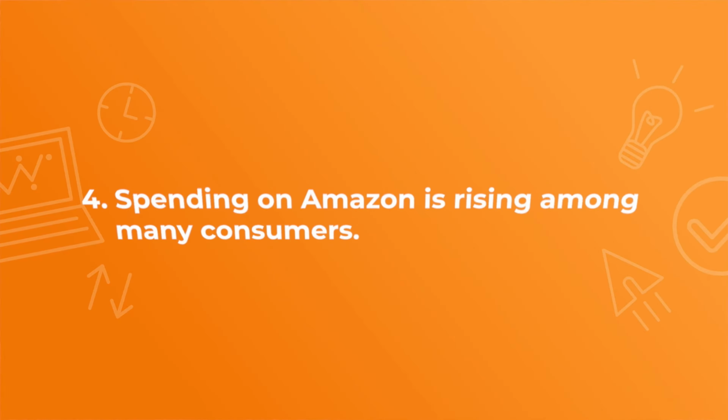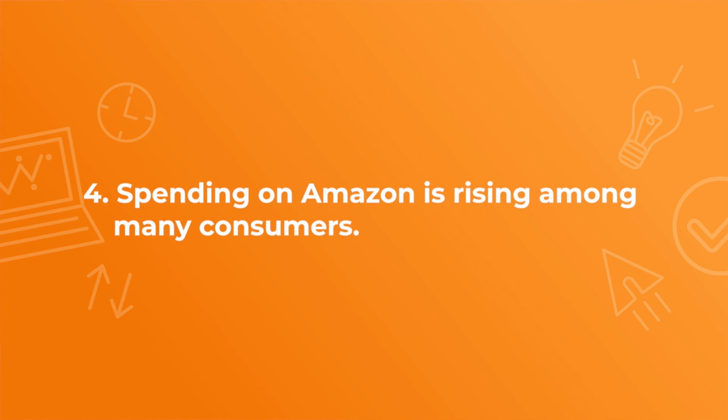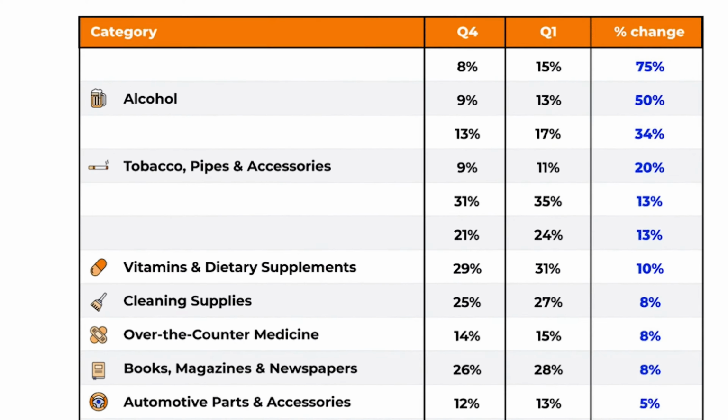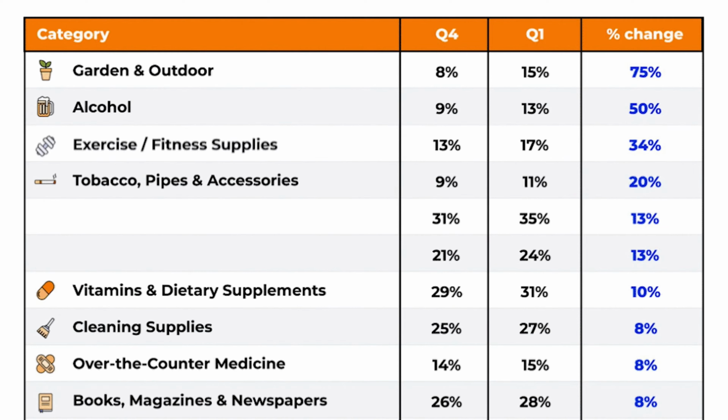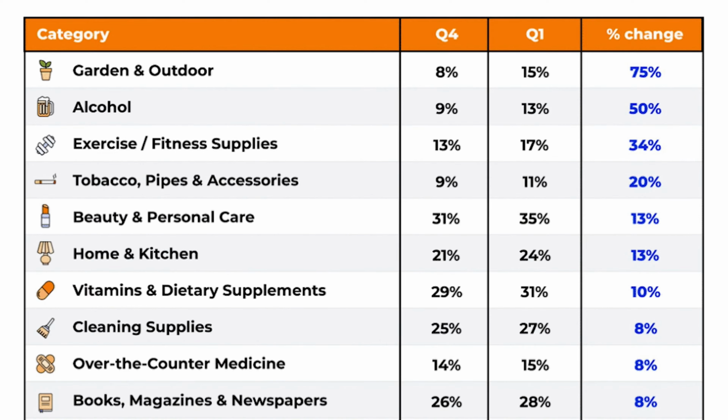Takeaway number 4, Amazon spending is rising among many consumers. So where are customers spending their money on Amazon and how has that shifted over time? The biggest increases in early 2021 are for categories like garden and outdoor, exercise and fitness supplies, beauty and personal care, and home and kitchen. Those categories, as people become more active, will become more important in their daily lives.